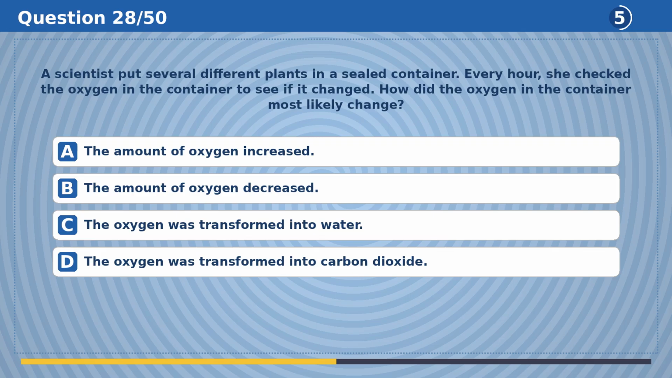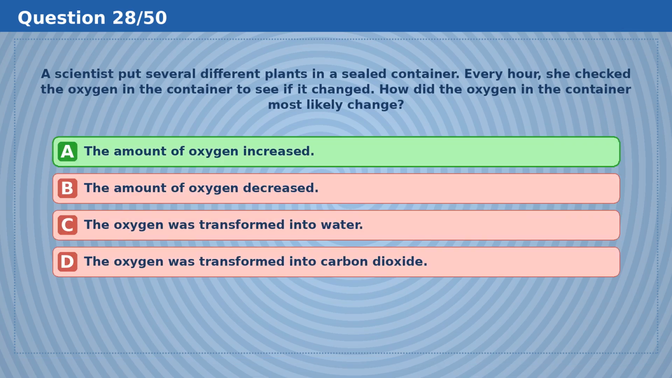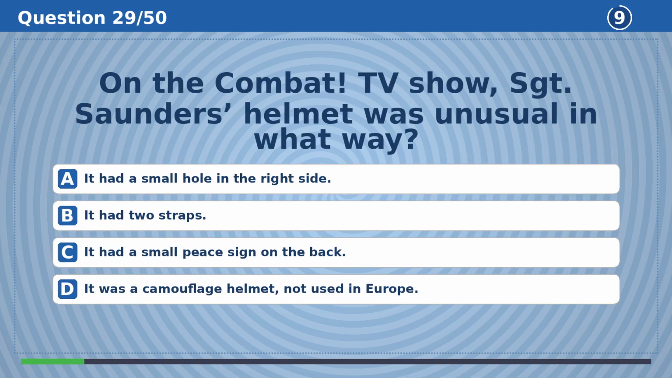A scientist put several different plants in a sealed container. Every hour, she checked the oxygen in the container to see if it changed. How did the oxygen in the container most likely change? The answer is A. The amount of oxygen increased.